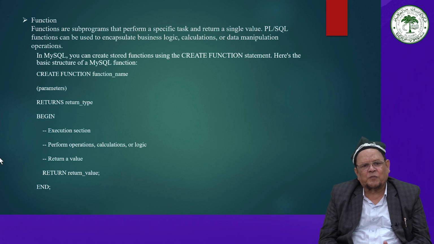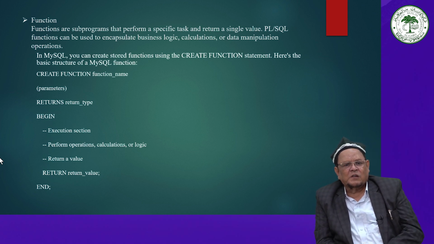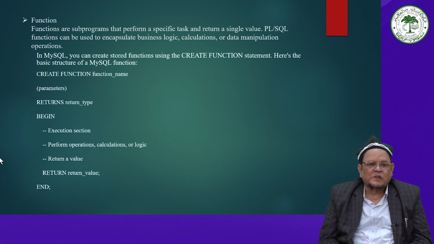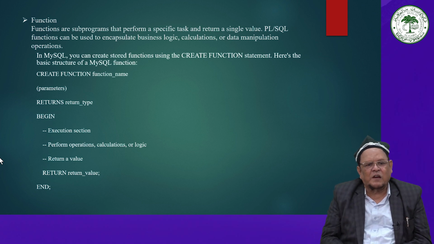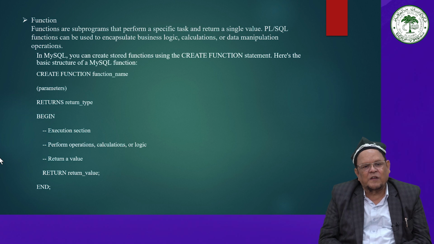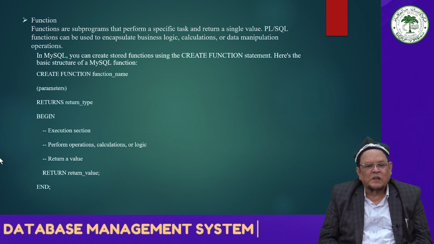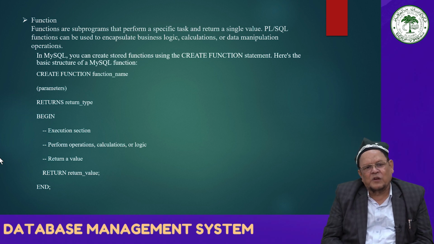Here, in the same way as create procedure, you have to write create function and the function name. Then the parameters, the same way as in a procedure. Then the RETURNS clause. The main difference is the return type. Then BEGIN, the execution section, where you perform operations, calculations or logic, then return a value, and END. This is the syntax you have to write for functions in PL/SQL.